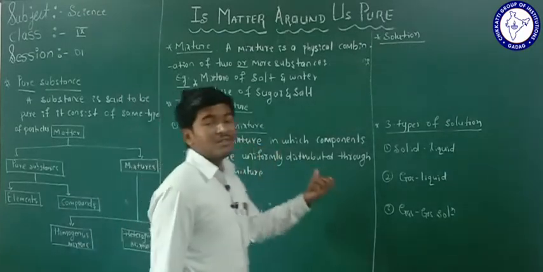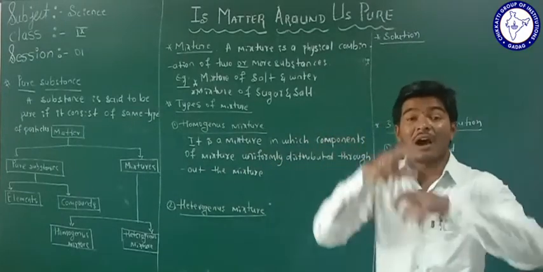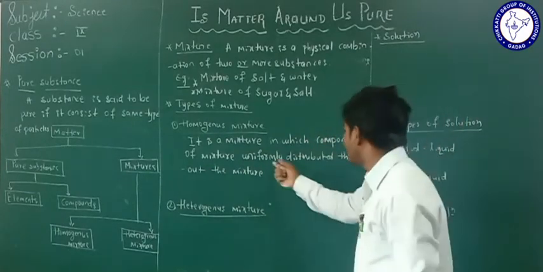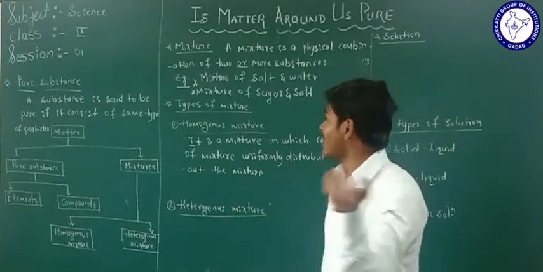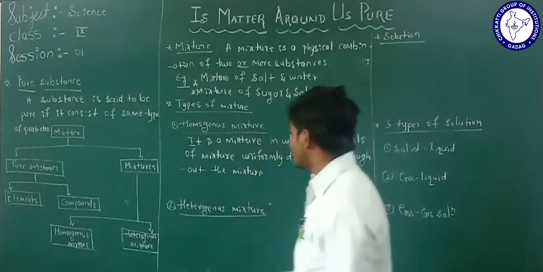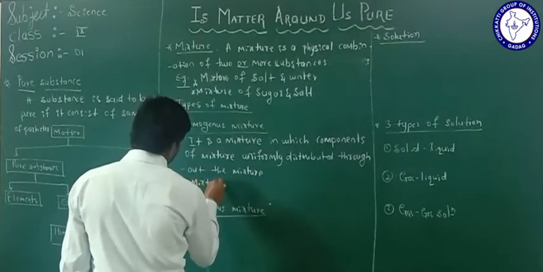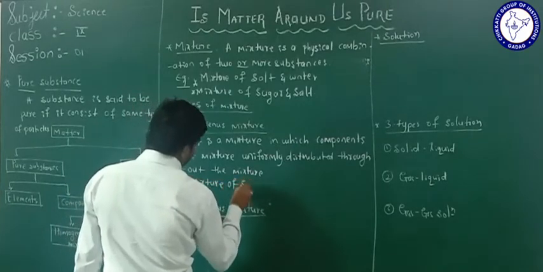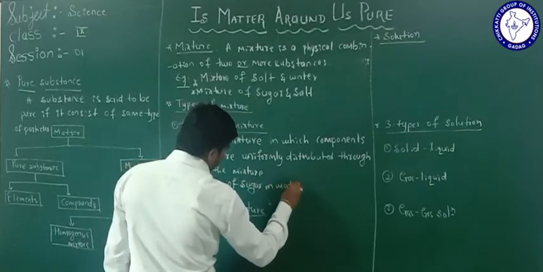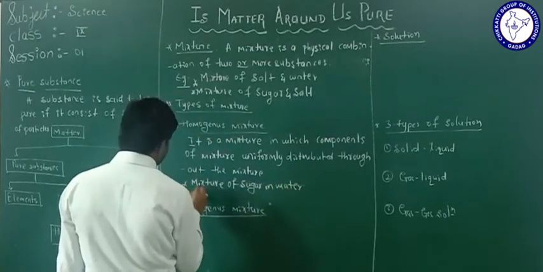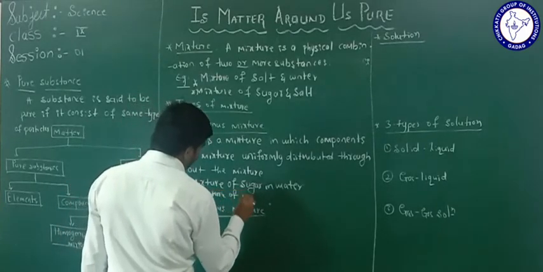So what is a homogeneous mixture here? It is a type of mixture in which the components of the mixture are uniformly distributed throughout the mixture. I am considering one example here: a mixture of sugar in water, and another one is a mixture of water and milk.